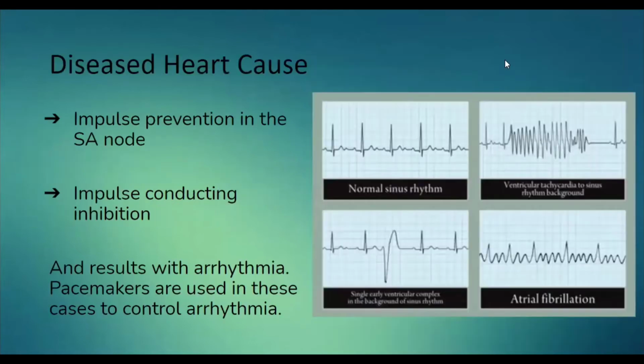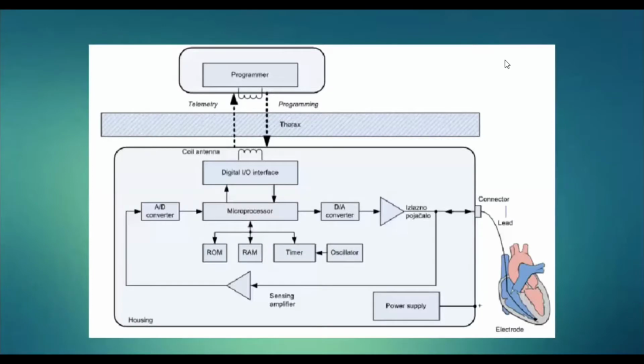And doctors get an idea of the cardiac contraction system by looking at the electrocardiogram. And heart diseases may cause impulse prevention in the SA node or impulse conduction inhibition. And these diseases result in arrhythmia. So pacemakers are used in these cases to control arrhythmia.